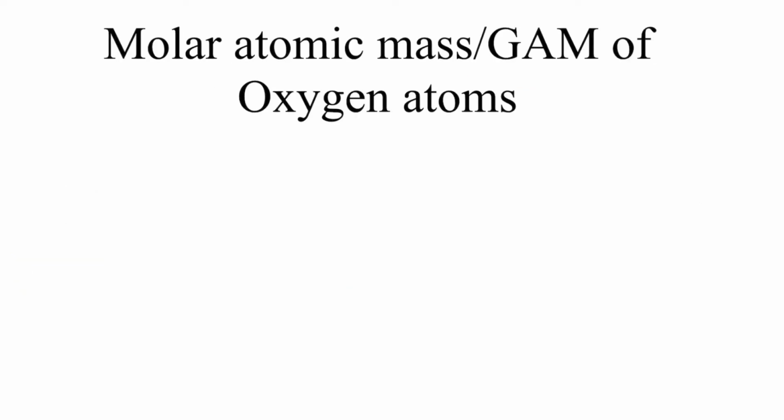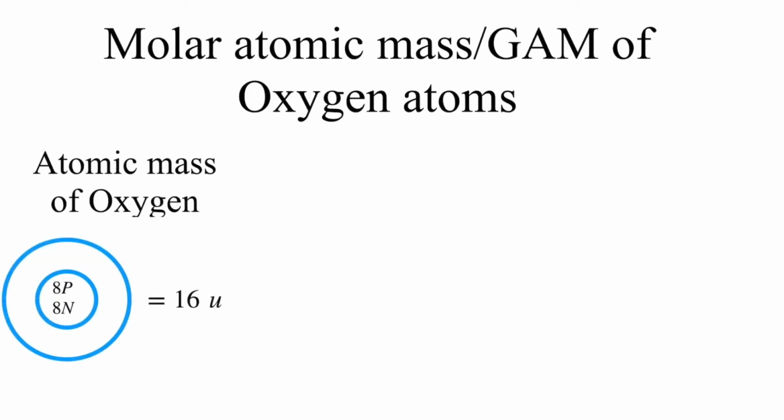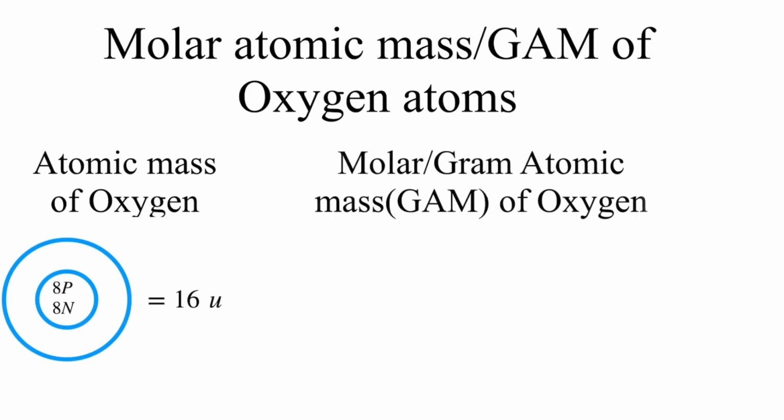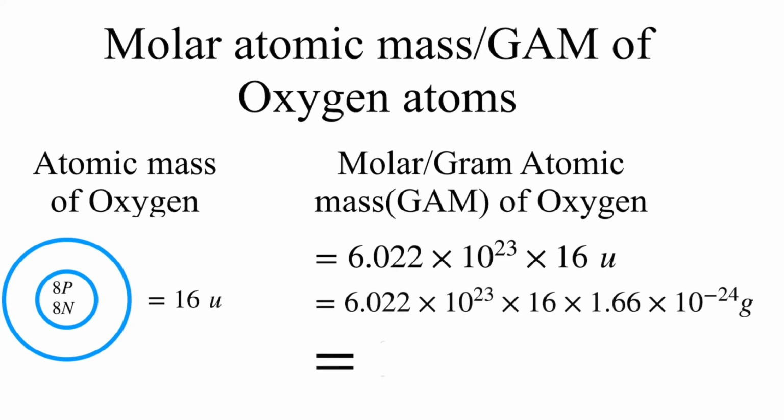Similarly, what is the gram atomic mass of oxygen? We know that the atomic mass of oxygen is 16 units. So to find out the molar atomic mass of oxygen, we multiply the mole, the Avogadro number, with 16 units. And this comes out to be 16 grams.